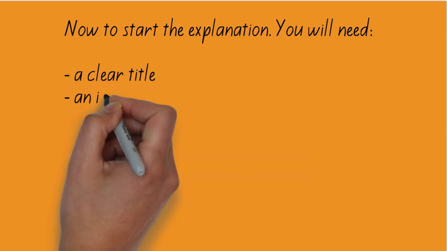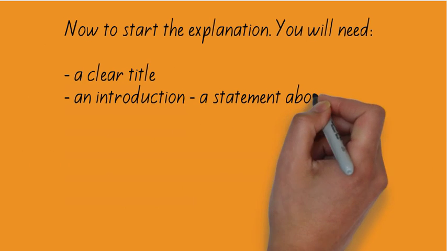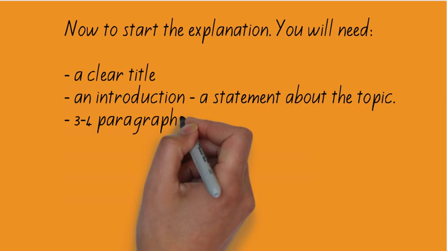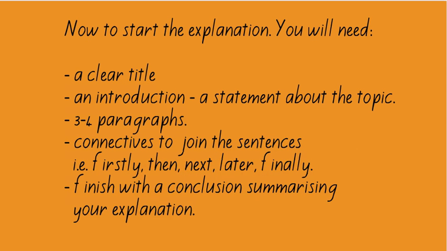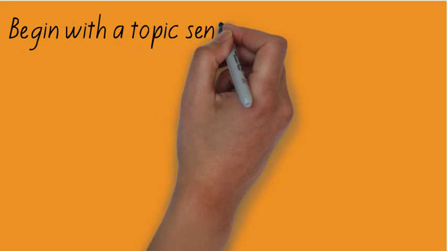So now start the explanation. You'll need these few things. A clear title. Now, of course, your title will lead into your introduction. Your introduction is a statement about the topic, and then that leads into your paragraph. So you're building up more and more information about your explanation. So make sure you use connectors to join the sentences and your paragraphs, by the way. Firstly, then, next, later, finally, and then finish with your conclusion.